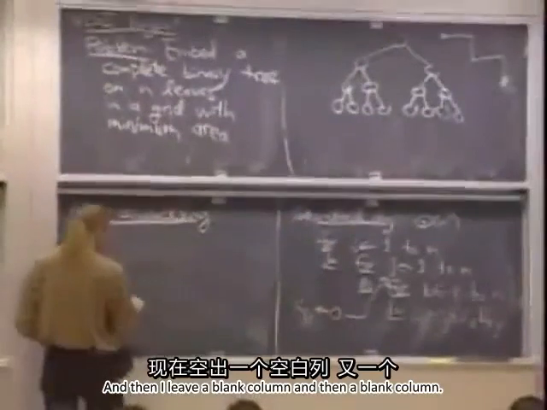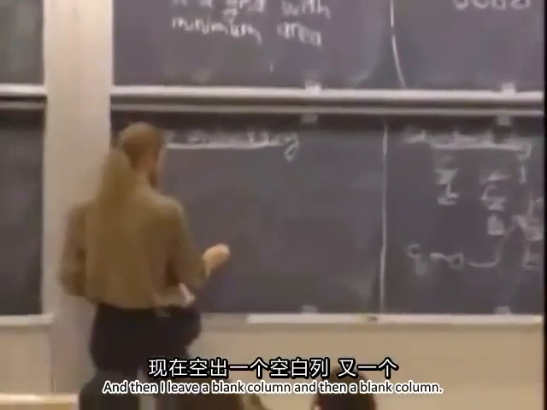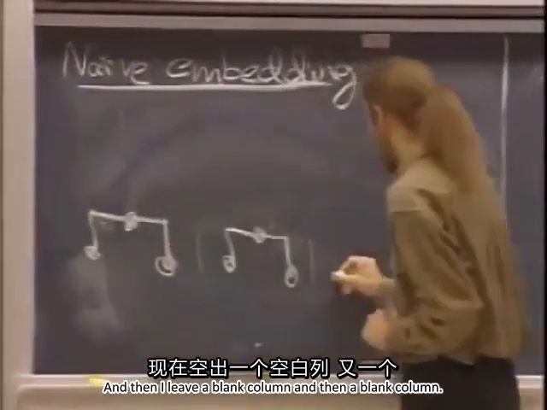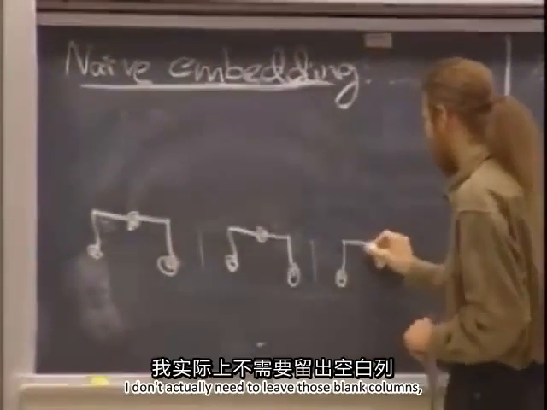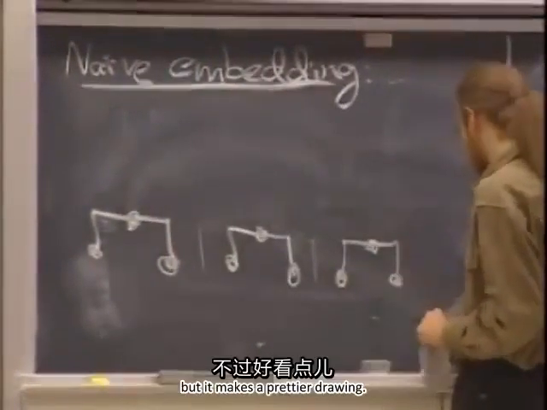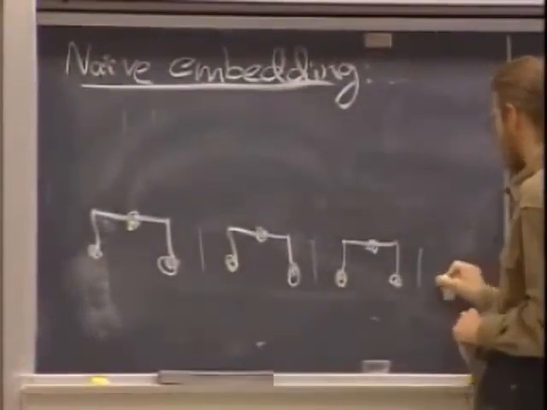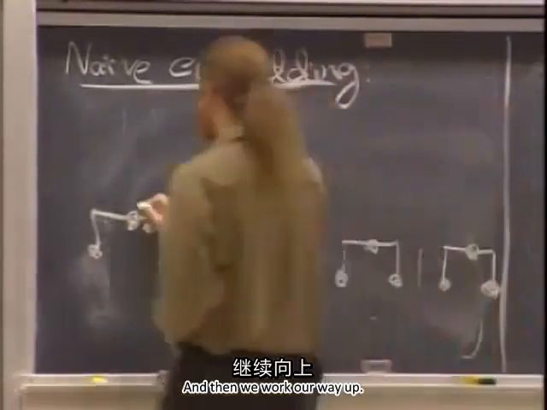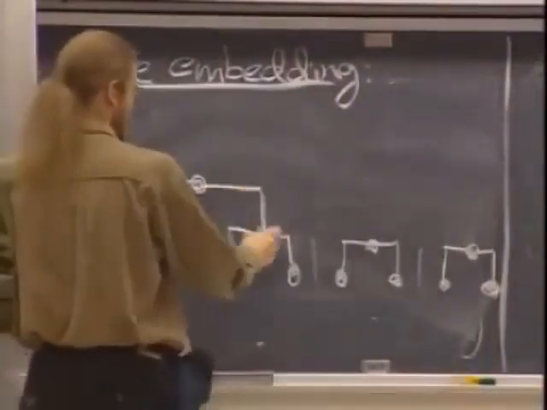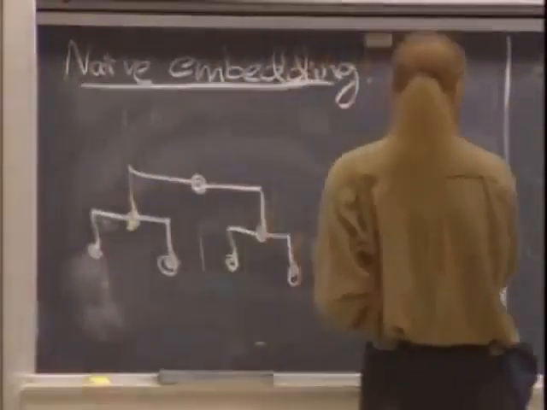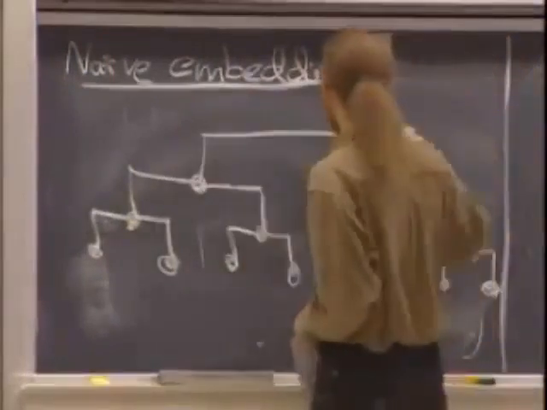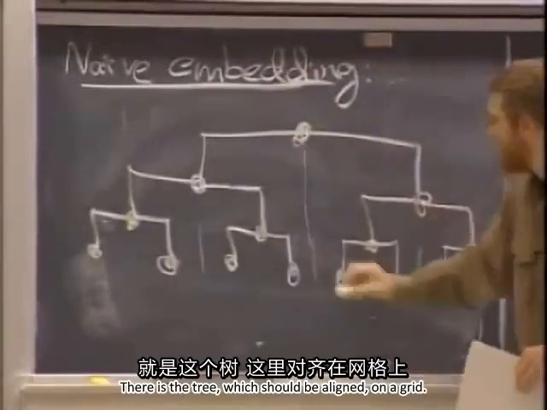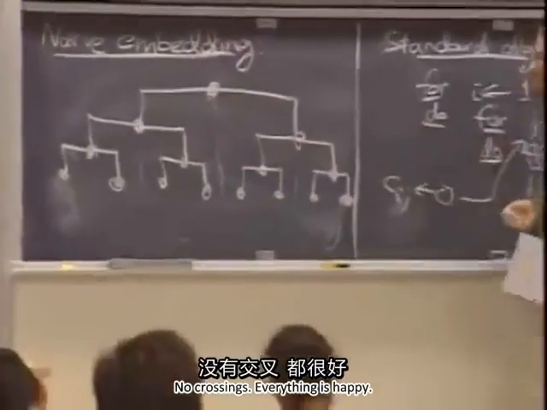And then I leave a blank column, and then a blank column. I don't actually need to leave those blank columns, but it makes a prettier drawing. Okay, and then we work our way up. Okay, there's the tree that should be aligned on a grid, no crossings, everything's happy.